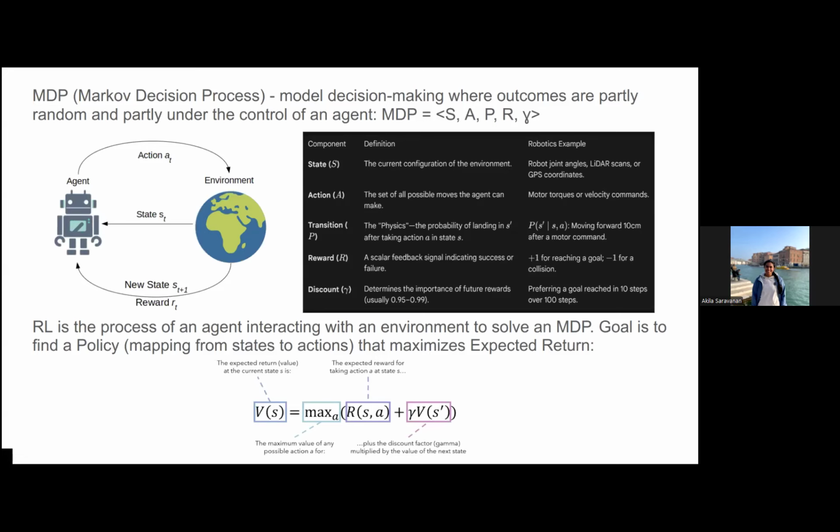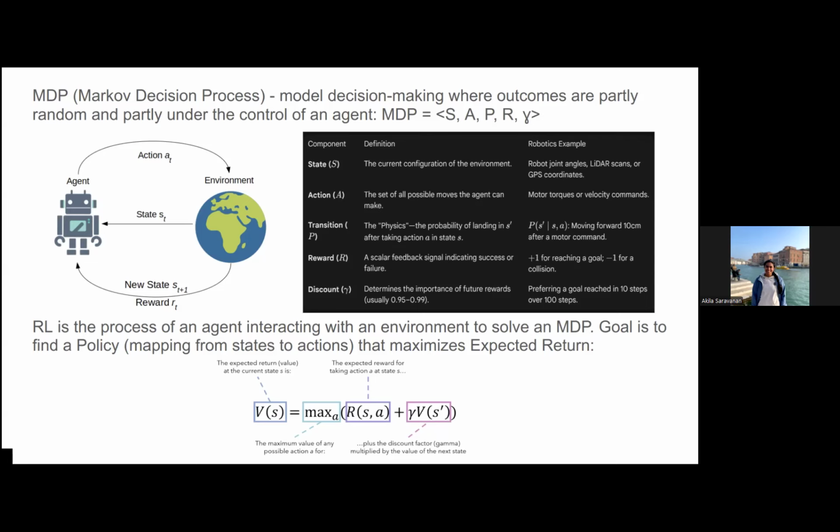Let me stand on this side. So we briefly talked about MDPs, which stand for Markov decision processes, last time. But an MDP is basically a model that helps with the decision making for a robot, but the outcomes are partly random and partly under the control of the agent. So the way we represent an MDP is with this representation, S, A, P, R, and gamma, and this is the breakdown of what each of these mean.